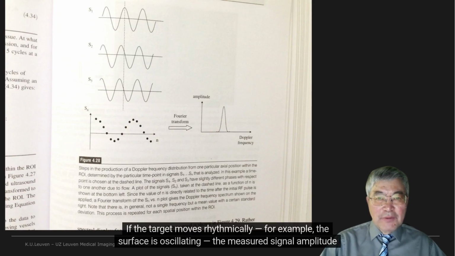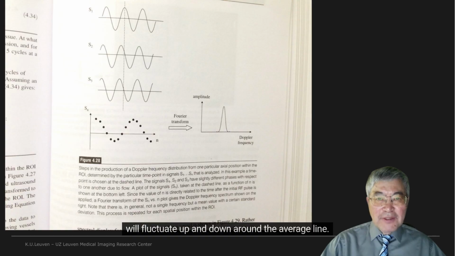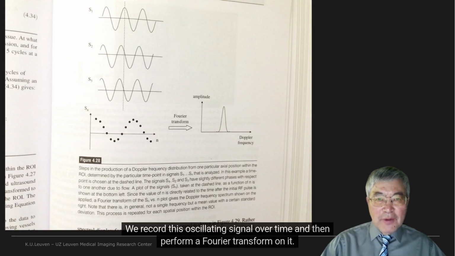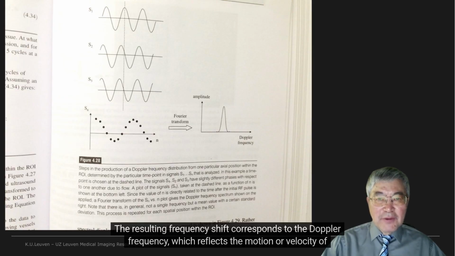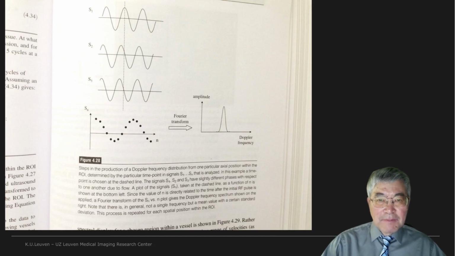If the target moves rhythmically, for example, the surface is oscillating, the measured signal amplitude will fluctuate up and down around the average line. We record this oscillating signal over time and then perform a Fourier transform on it. This mathematical operation converts the time domain signal into a frequency domain representation. The resulting frequency shift corresponds to the Doppler frequency, which reflects the motion or velocity of the surface or fluid.